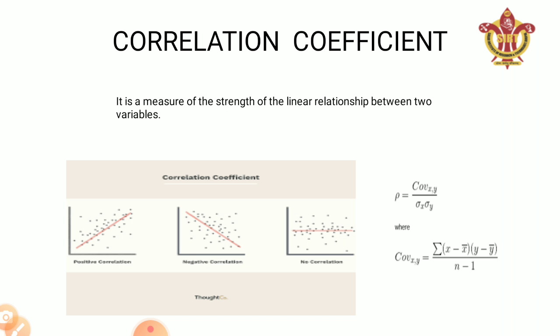Next is correlation coefficient. What exactly does the correlation coefficient indicate? It is a measure of the strength of a linear relationship between two variables. The correlation coefficient is used to define a linear relationship between two variables, which in this case are the independent and dependent variables.